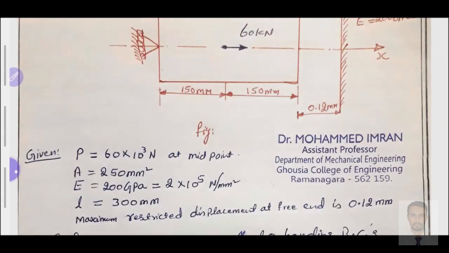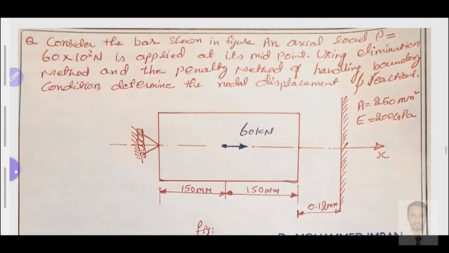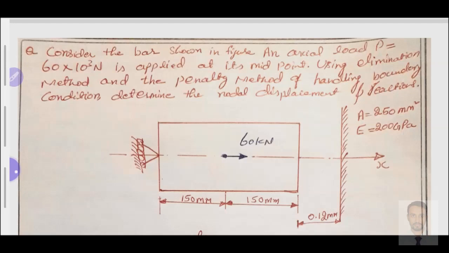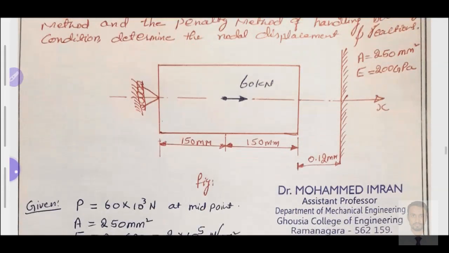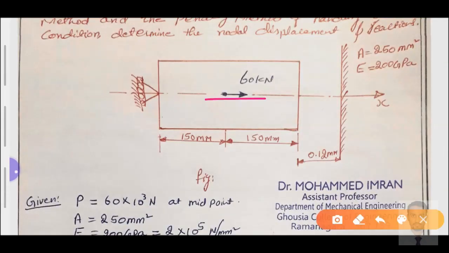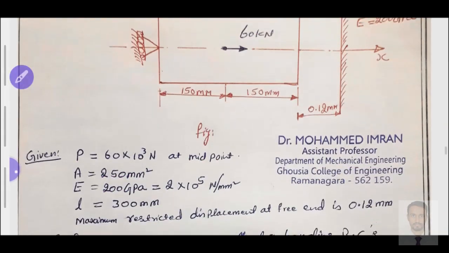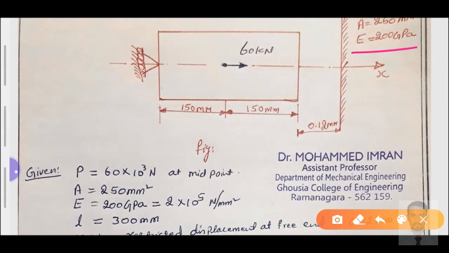We'll start solving the problem. What is the first task in the given problem? First we'll take the given data. Applied force at the mid node equals 60 × 10^3 Newton, converted from 60 kilonewton into Newton. Area of cross section is 250 millimeter square. Young's modulus is given as 200 gigapascals, converted to 2 × 10^5 Newton per millimeter square.